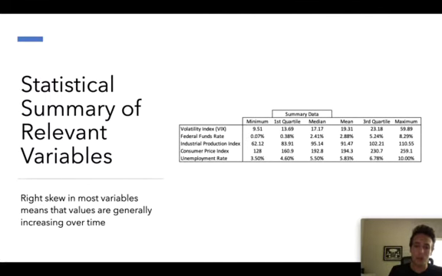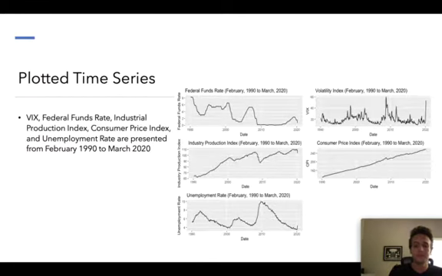Finally, the unemployment rate has significant spikes in it, namely during the 2001 financial crisis and during the 2008 mortgage crisis. We saw unemployment rates spike to about 10%. And now in 2020, the data shows that we're reaching these levels again with the coronavirus scare.